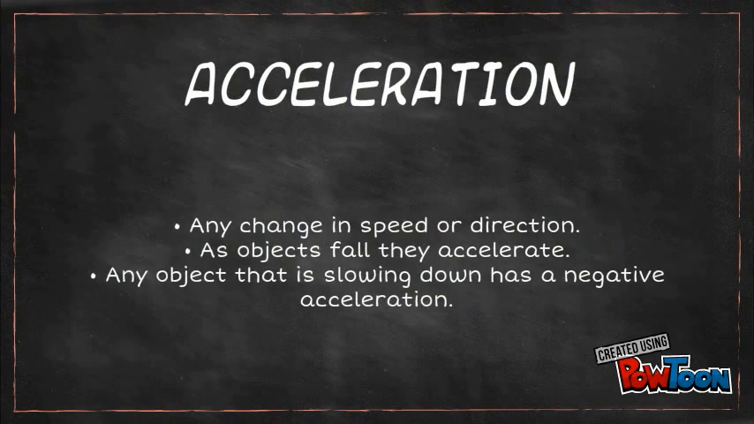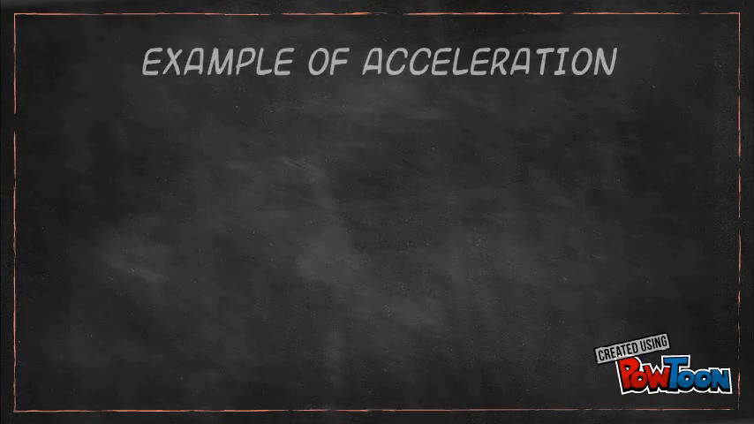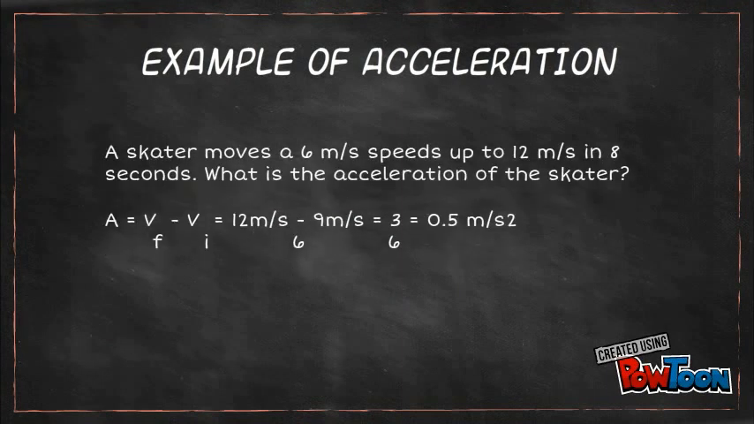Acceleration: any change in speed or direction. As objects fall, they accelerate. Any object that is slowing down has a negative acceleration. Example of acceleration: a skater moves at 6 meters per second, speeds up to 12 meters per second in 8 seconds. What is the acceleration of the skater? A equals final velocity minus the initial velocity equals 12 meters per second minus 9 meters per second over 6. 3 over 6 equals 0.5 meters per second squared.